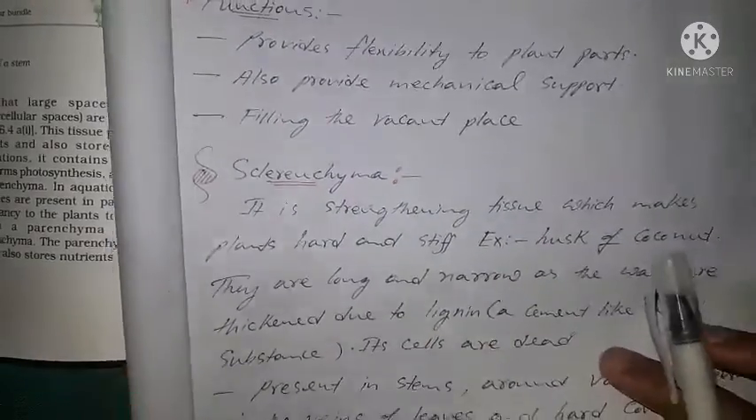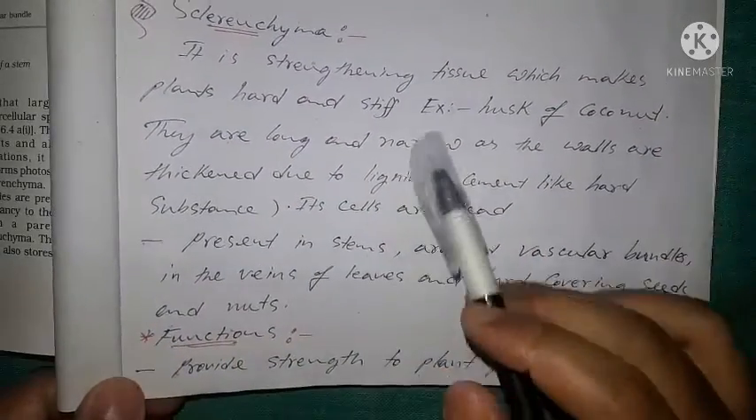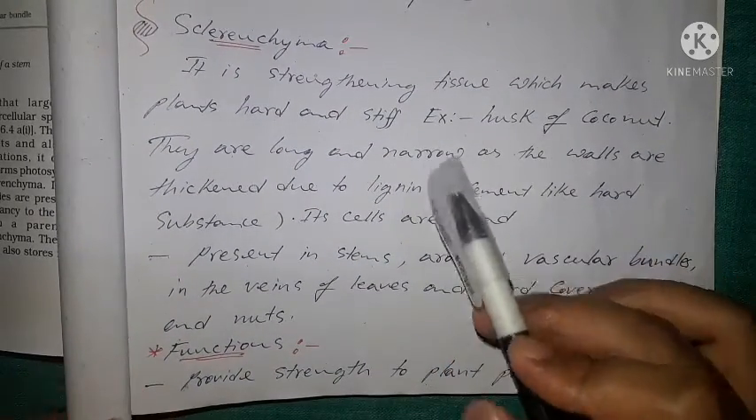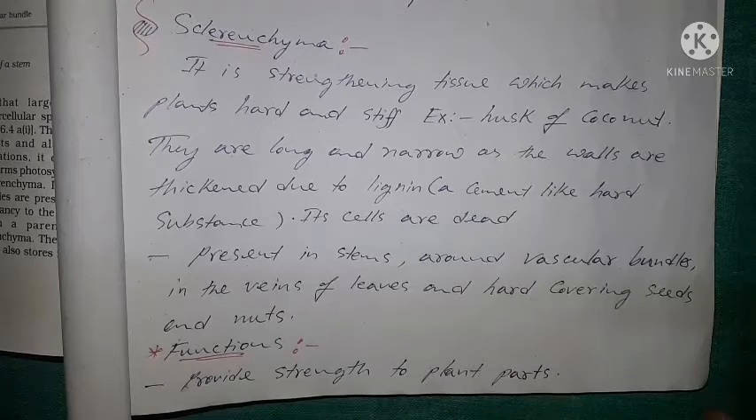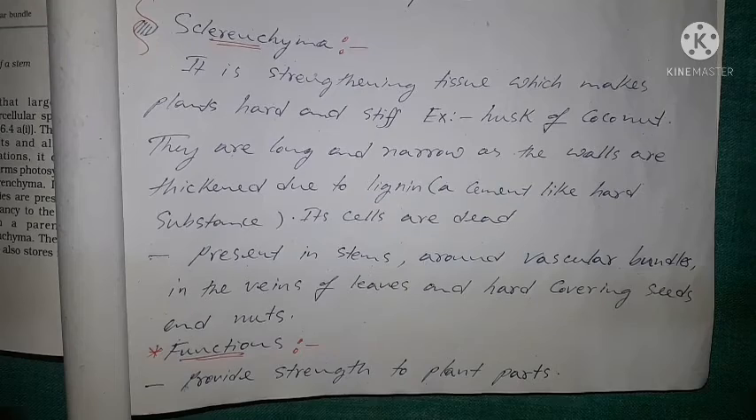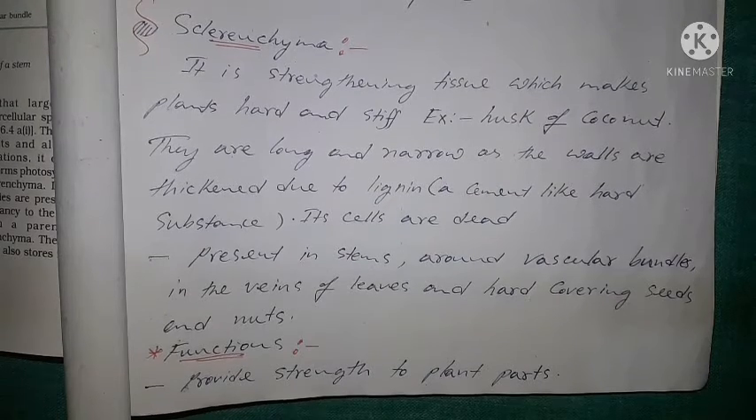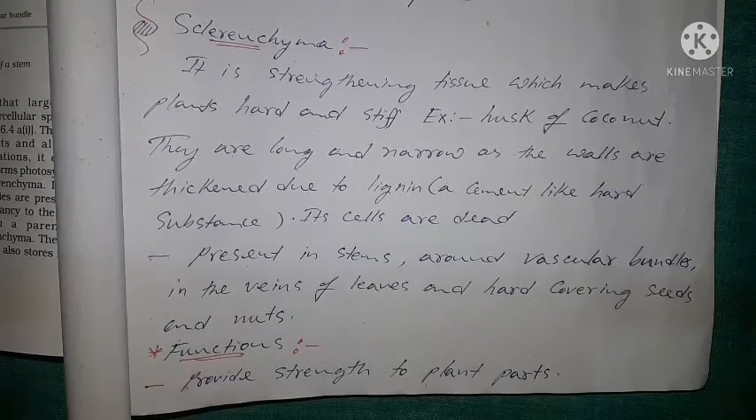The third one is sclerenchyma. It is a strengthening tissue which makes plants hard and stiff. Example, the husk of a coconut, that means the outer layer of a coconut. It is very tough, because it is made up of sclerenchyma tissue. The cells are long and narrow as the walls are thickened due to lignin, a cement-like hard substance.